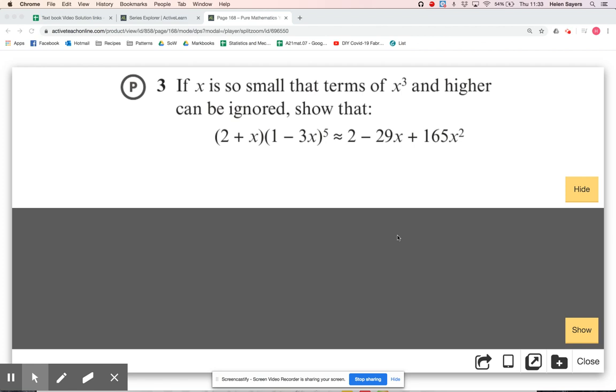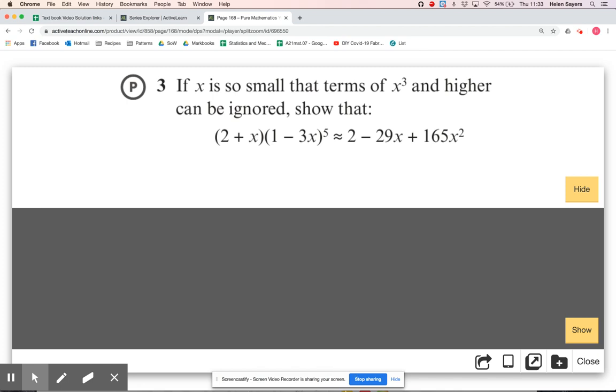Okay, we've got mixed exercise 8 from the first year core textbook and we're on question 3. So if x is so small that terms of x cubed and higher can be ignored is basically telling us that when we expand these brackets out, so this is where our binomial expansion is going to be used, we only need to go up to the x cubed term.